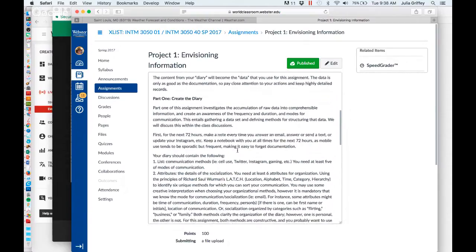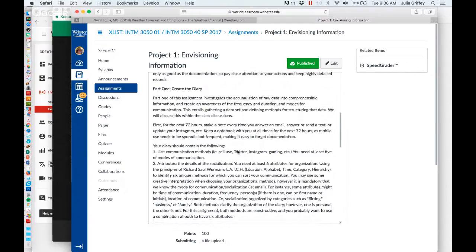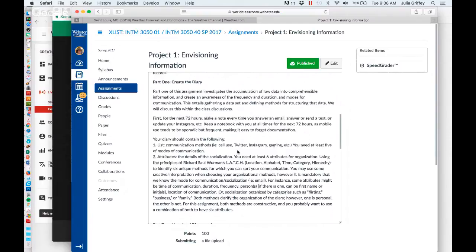The data is only as good as the documentation, so pay close attention to your actions and keep highly detailed records. Part 1, this is what you should do in the next 7 days. Find a good block of time, and this is what your first part is. Part 1, create the diary.